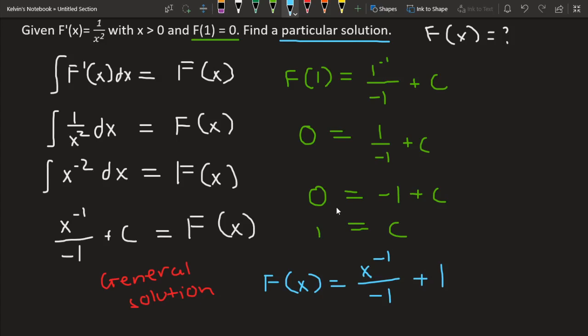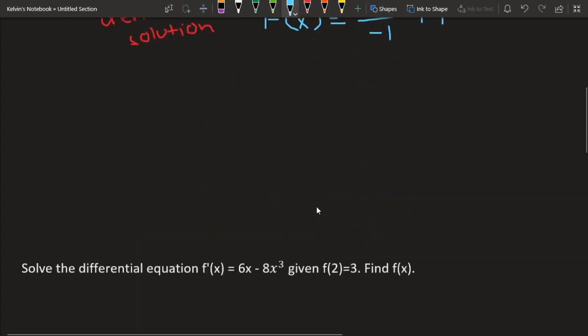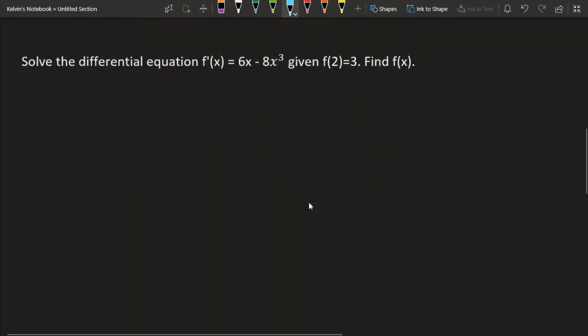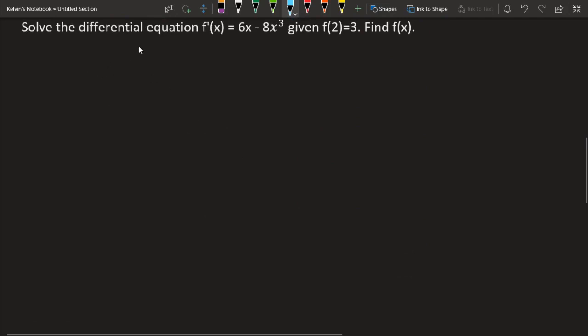So for our next example problem here, we are asked to solve the differential equation f prime of x is equal to 6x minus 8x cubed, given f of 2 is equal to 3. Find f of x. So take a moment or two to try this on your own, and when you're ready, unpause the video and come back to see how this problem would be done.